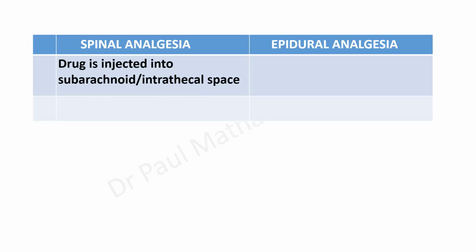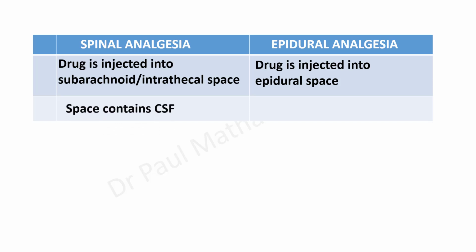In spinal analgesia, the drug is injected into the subarachnoid or intrathecal space, while in epidural analgesia, the drug is injected into the epidural space. Subarachnoid or intrathecal space contains CSF. The epidural space does not contain any CSF.